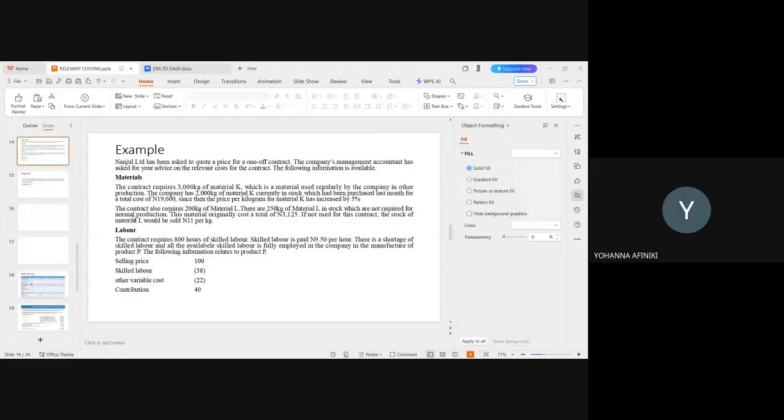2,200 naira. So the total relevant cost of material will now be what? 11 naira. Having multiplied 11 by 200, we are going to get 2,200. So 2,200 plus 3,870 will give you what? Total relevant cost of material. 33,070 naira.